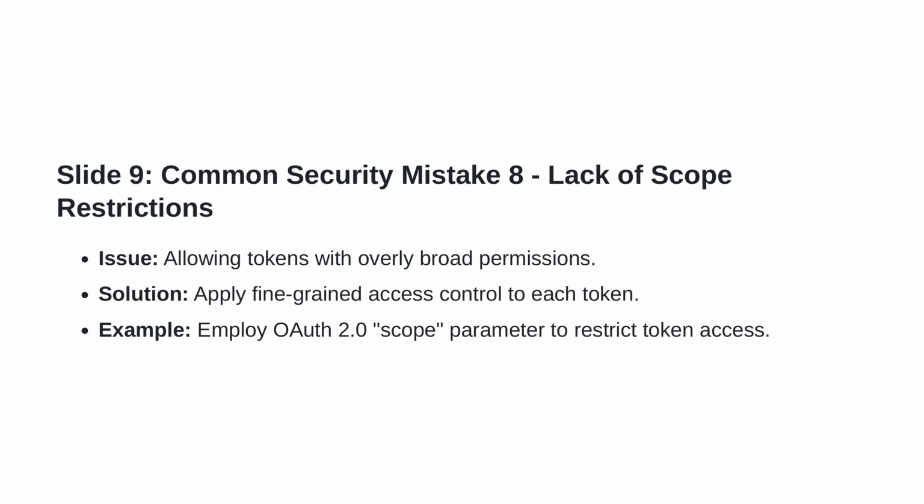You can employ the OAuth 2.0 scope parameter to restrict token access. OAuth 2.0 provides this scope parameter to limit an application's access to a user's account. For example, an application might request access to your email and calendar. The scope parameter allows you to authenticate only specific subsets of the application's functionality, therefore limiting its access and enhancing the overall security. This concludes our discussion on common security mistake number 8, lack of scope restrictions.